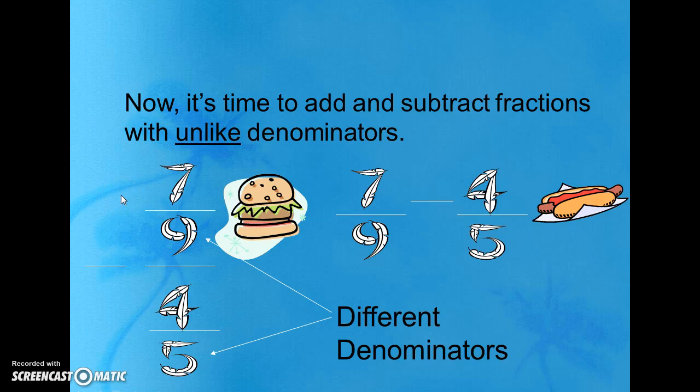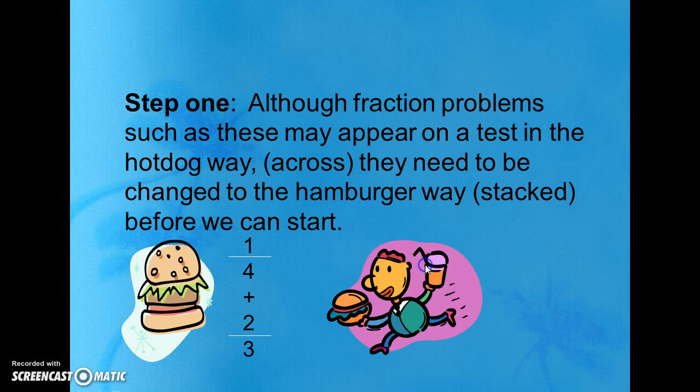So what happens when it's time to add and subtract fractions with unlike denominators? Do you guys remember that a lot of times the problems are written in the hot dog way, left and right, but it's better if we have them stacked on top of each other and use the hamburger method. Here we have different denominators of 9 and 5. So unfortunately, we can't just say, oh, 7 minus 4 is 3, 9 minus 5 is 4, 3/4, that's our answer. We have to be looking at the same amount of pieces on the bottom, that denominator, in order for us to add and subtract it.